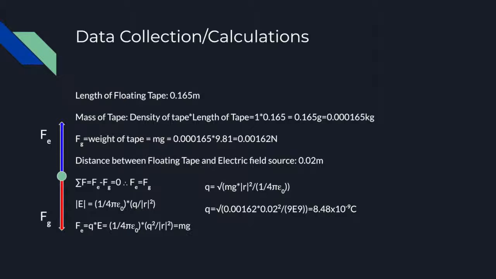It can be found that Q is equal to the square root of mg times r squared over 1 over 4 pi epsilon naught. And after inserting the variables that we have found already, Q can be found to be 8.48 times 10 to the negative 9 coulombs.